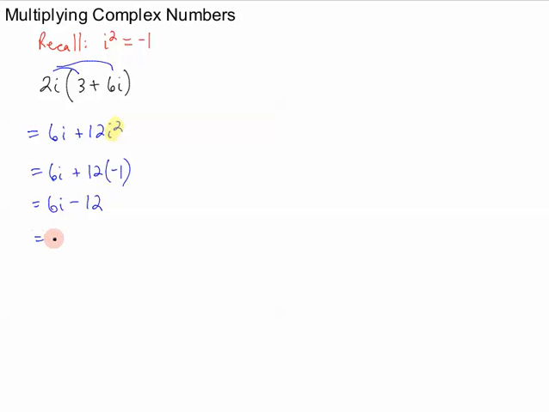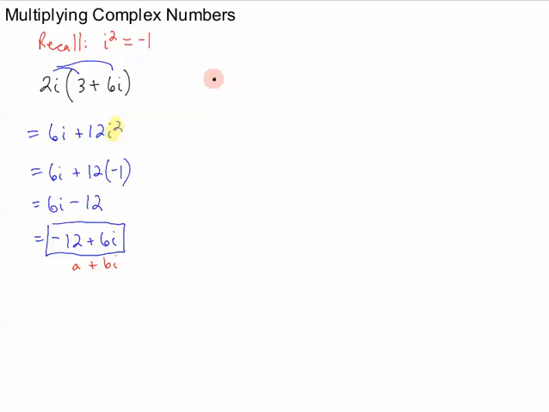And we typically would write that as -12 plus 6i, because I'll remind you that complex numbers are usually written in the form a plus bi. So this results in a complex number, -12 plus 6i. The key here was to remember that i squared is -1.